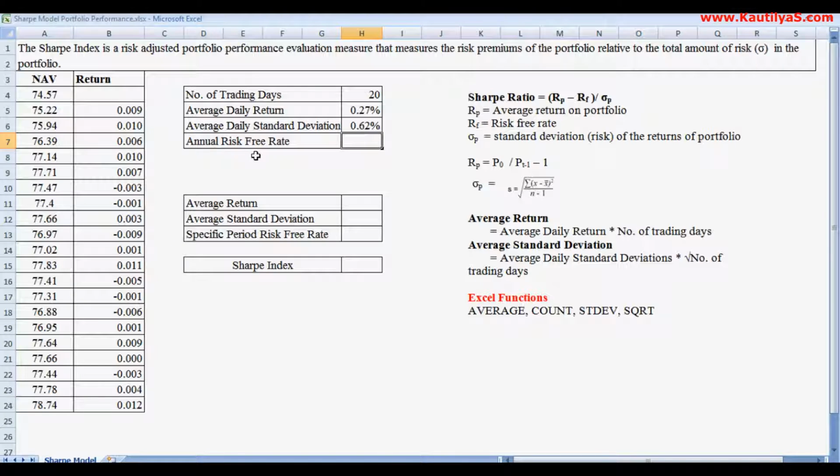And the annual risk-free rate. Risk-free rate is the interest paid on a savings account or interbank rate that we consider as a risk-free rate. In this case, we make an assumption that the risk-free rate is 6%.